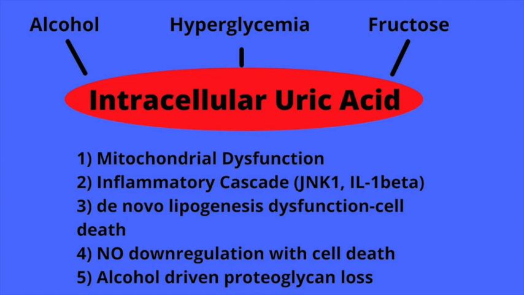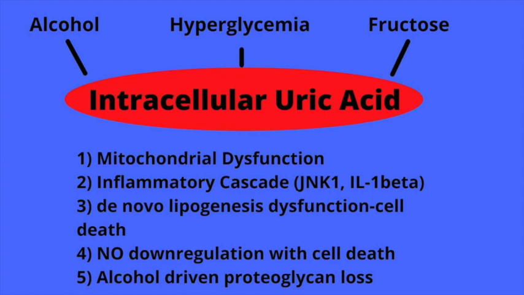In this slide, I'm summarizing the process with the sudden acute rise in uric acid. Number one, and as described in previous videos, we have mitochondrial dysfunction. Secondly, we have activation of the inflammatory cascade with the activation of JNK1, which is required for the formation of the inflammasome, and also the activation of elevated levels of IL-1 beta. Third, and as we've learned in this video, we have activation of the de novo lipogenesis pathway with upregulation of cartilage-degrading enzymes and ultimately cell death.